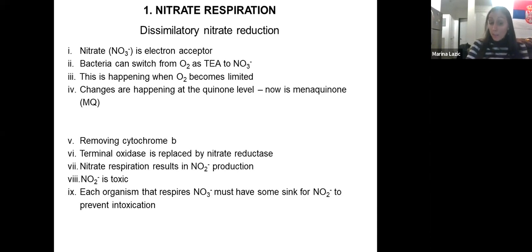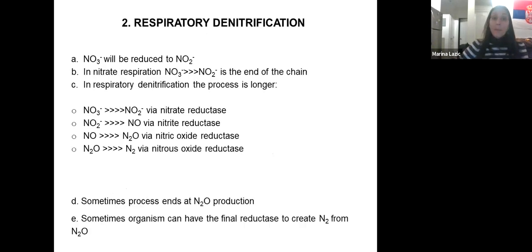So this is nitrate respiration that results in NO2 minus production. NO2 minus is toxic. So basically, each organism that breathes NO3 minus has to have some detox system or sink for NO2 minus because it's toxic.